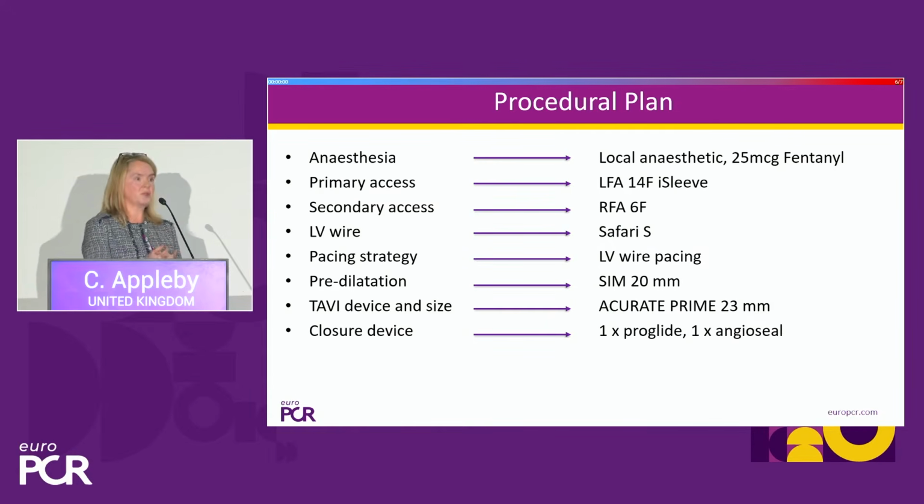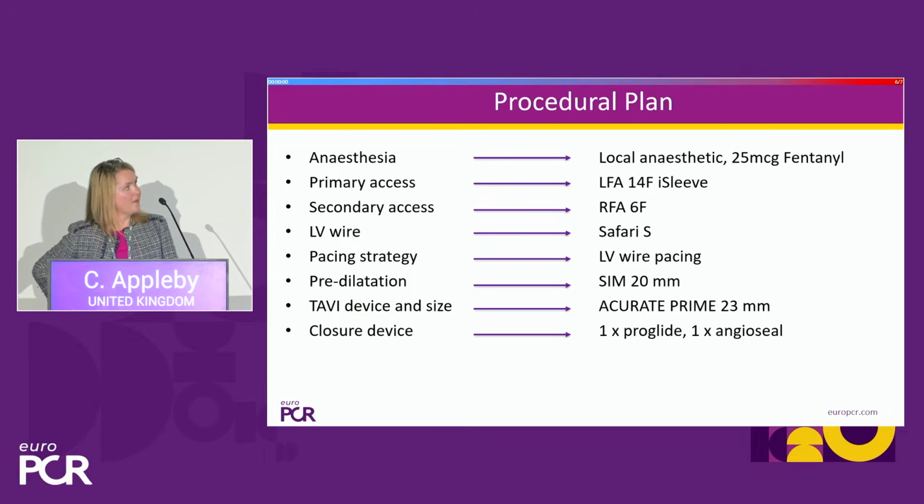So this was our procedural plan. The MDT obviously agreed that this would be a TAVI procedure, and we felt, given the small annular size, that this was a female with low calcium, that this would be an ideal Accurate case. We do all ours under local anaesthetic. She did have 25 mics of fentanyl at the start. We were using a left femoral with a 14 French e-sleeve.